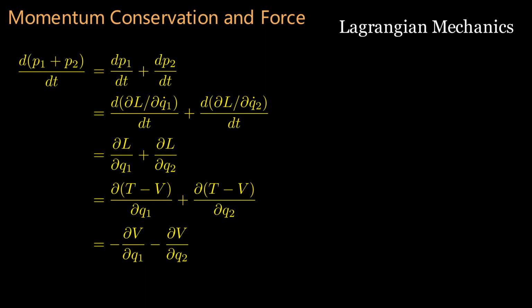In a system composed of two particles without external fields, the potential energy depends only on the distance between the particles. Thus, the partial derivatives of the potential energy with respect to the two coordinates are necessarily negatives of each other, meaning their sum is zero. This derivation is not completely rigorous, but it shows that momentum conservation in Lagrangian mechanics is determined by the roles and functions of the generalized coordinates in the Lagrangian.